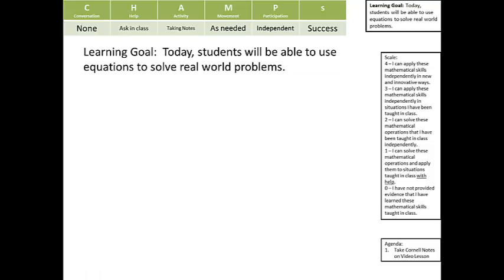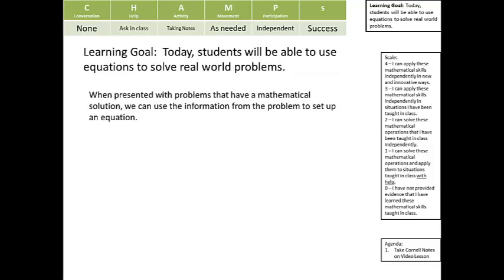Okay, we're going to begin our work on equations. Today's learning goal is that students will be able to use equations to solve real-world problems. So when you have a problem that has a mathematical solution, you can take the information from the problem and set it up as an equation. Then you solve the equation in order to find the solution to the problem.